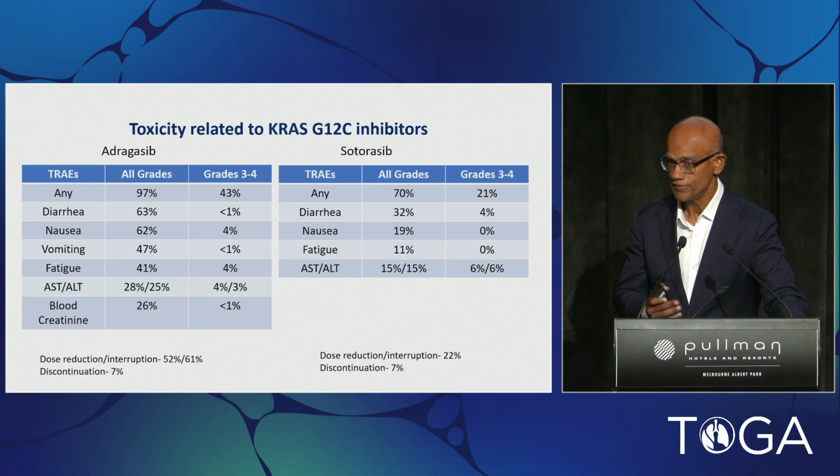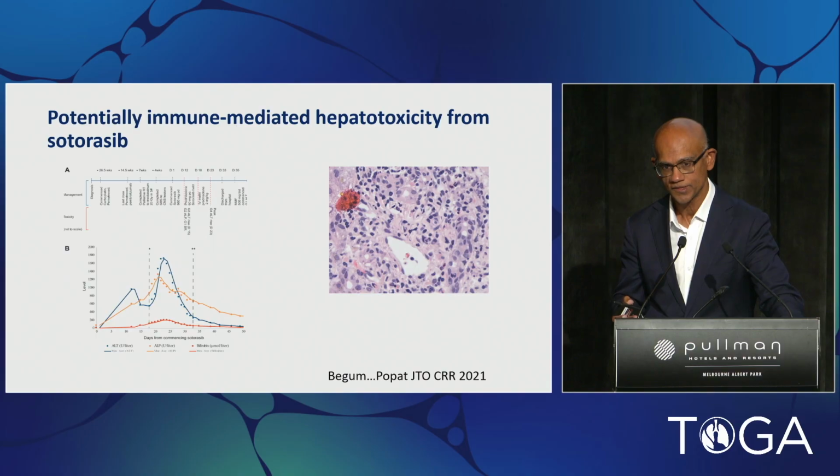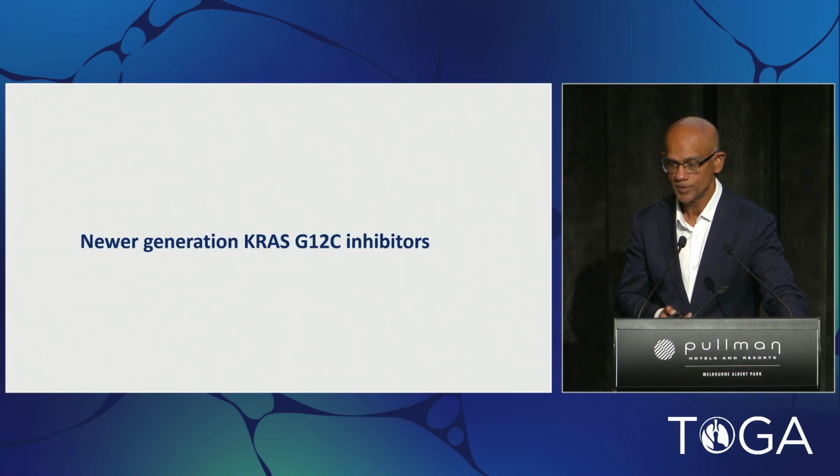But we also have seen significant toxicity with these agents, in particular gastrointestinal toxicity and also hepatotoxicity. And Sanjay and his team came up with a very early astute observation that some of the hepatotoxicity did seem to have an immune component and did respond to treatment with steroids. And that has important implications for some of the combinations we're starting to see in terms of combinations with PD-1 inhibitors. So what about the newer generation of G12C inhibitors?